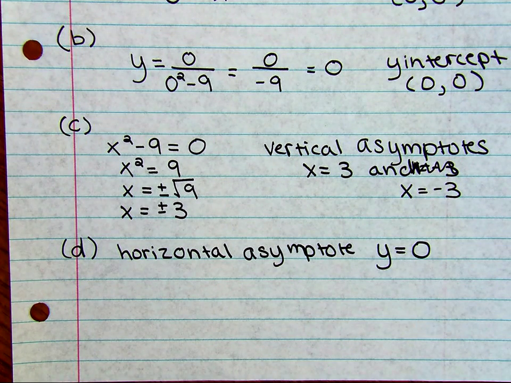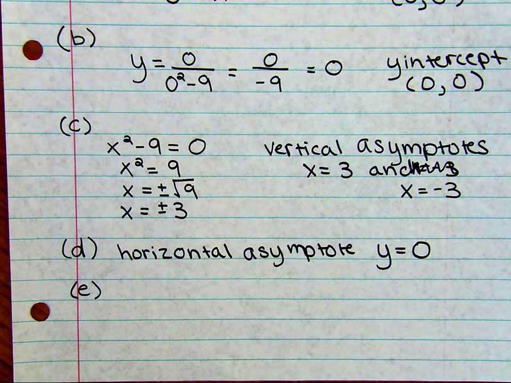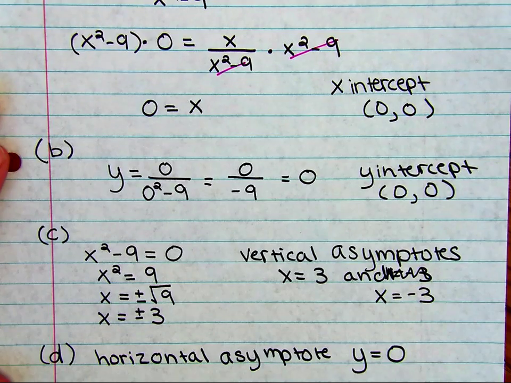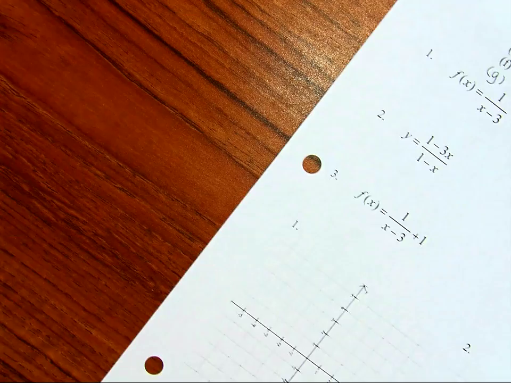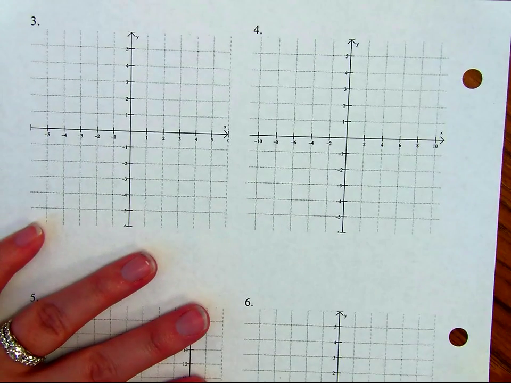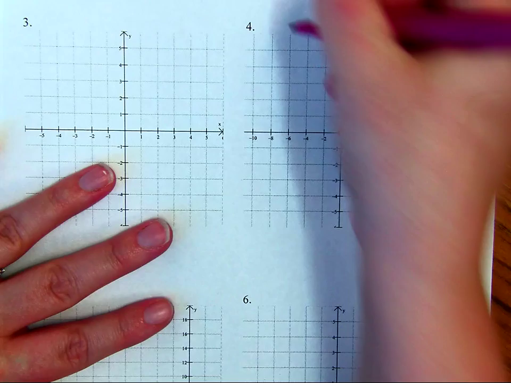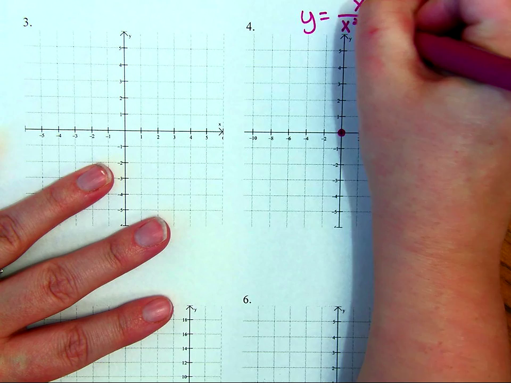Remember, to figure those out, you just use your 3 rules. Now, letter E says to plot any additional points, but you're not going to know if you need additional points until you plot the information that you have. So we're going to go to our graph, and we're going to plot all this. Keep this paper out. We're first going to plot our intercepts, and that's at 0, 0. I'm doing problem number 4, so go to the back. There's the equation I'm graphing.